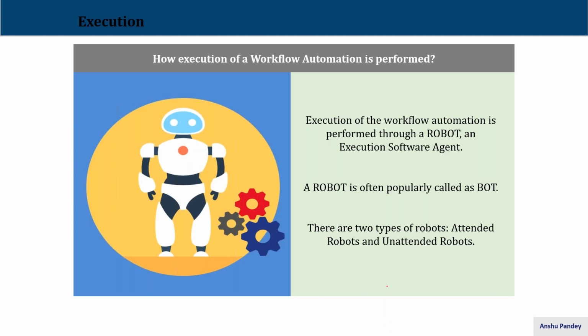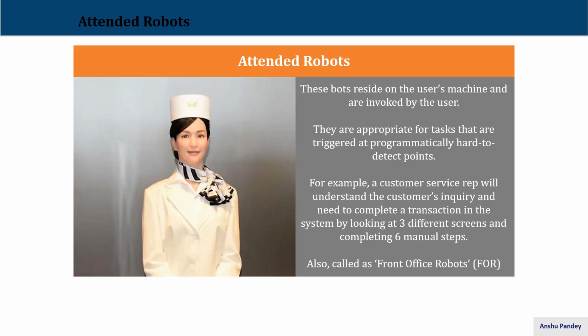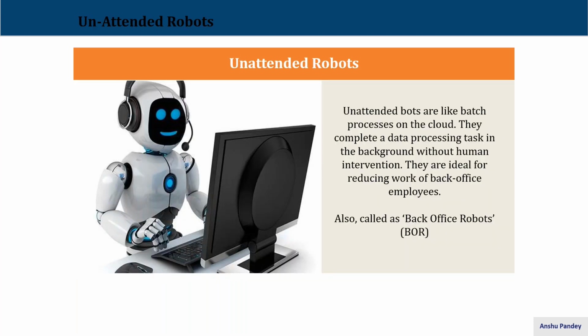There are two types of bots: unattended bots and attended bots. Unattended bots are the bots which do not require any human intervention, and attended bots are the ones which require some kind of human intervention in the execution. So attended bots could be used more at a front office or a front-end user interface where customers are going to interact, or maybe a bank executive or any organization executive is going to interact with it. Unattended bots are the ones which do not require any human execution and can be run on the backend side of it. Right, so that's the idea about attended bots and unattended bots.